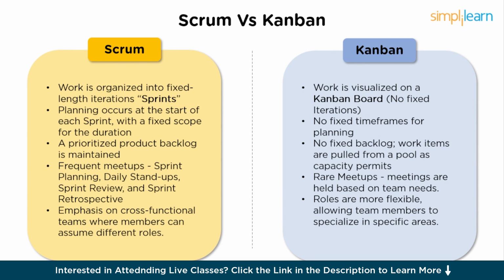So to bring the key differences all together, Scrum uses fixed length iteration, whereas Kanban is more continuous. Scrum involves detailed planning at the start of each sprint, whereas Kanban allows for dynamic and continuous planning. Scrum defines specific roles. Kanban offers flexibility in team structure. Scrum has specific ceremonies, whereas Kanban lets team decide on meetings based on their needs. Scrum uses prioritized product backlog, whereas Kanban pulls work items from a pool as capacity allows.